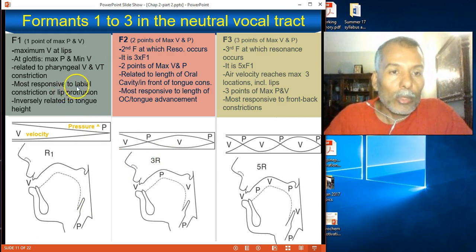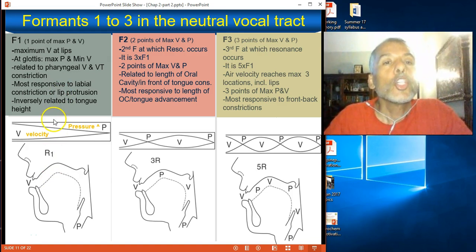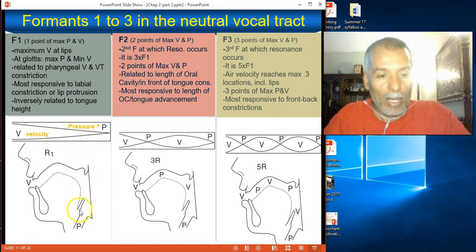It is most responsive to labial constriction. If you close your lips, that is going to affect it: it will raise it, or it will lower it. Or if you protrude your lips like this, ooh, it's going to affect F1. F1 is also inversely related to tongue height. It means, we said F1 is measured here.